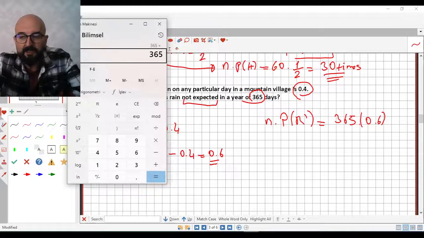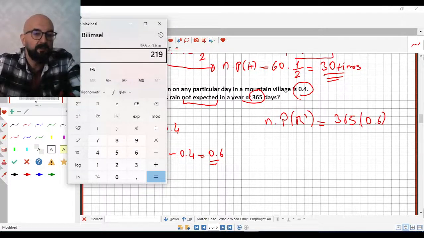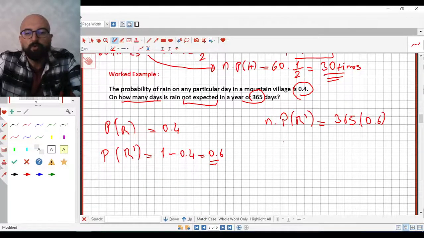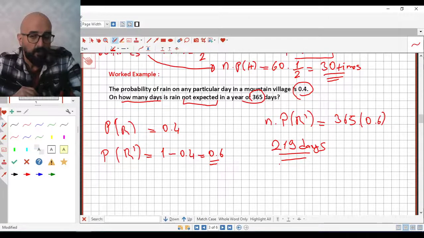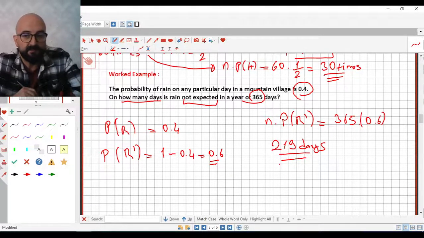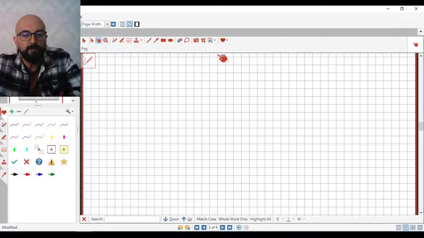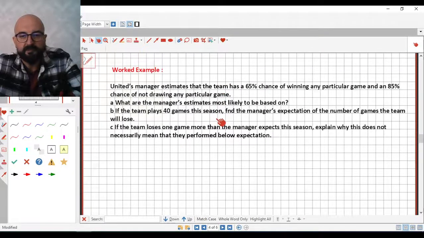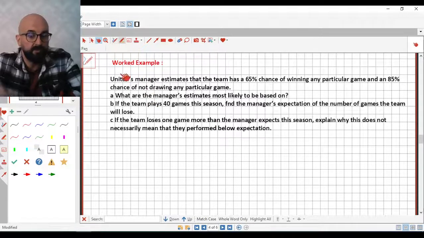365 multiplied by 0.6 means 219. So you expect 219 days of no rain in a year, or 219 days, okay? And we have another question, and we will solve this question.